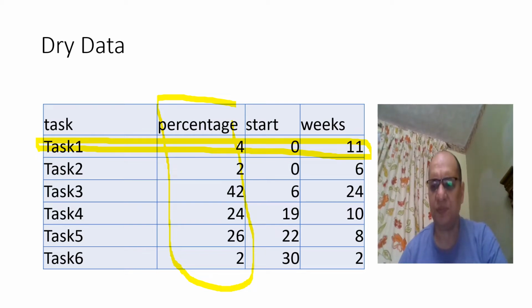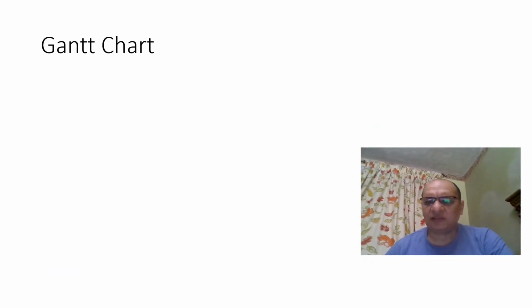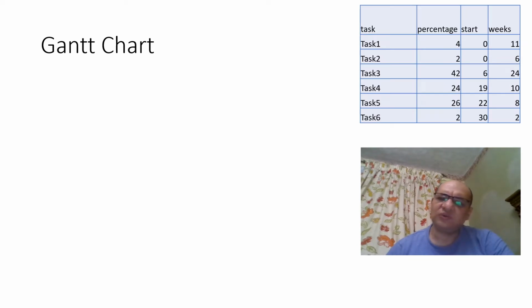So first of all, let's see how we can use a Gantt chart. Usually a Gantt chart is a very regular, common thing to use. For each task you can see when it will start and for how long it will last, and then you can draw a line from 0 to 11, from 0 to 6, from 6 to 24 plus 6. So this is the Gantt chart.